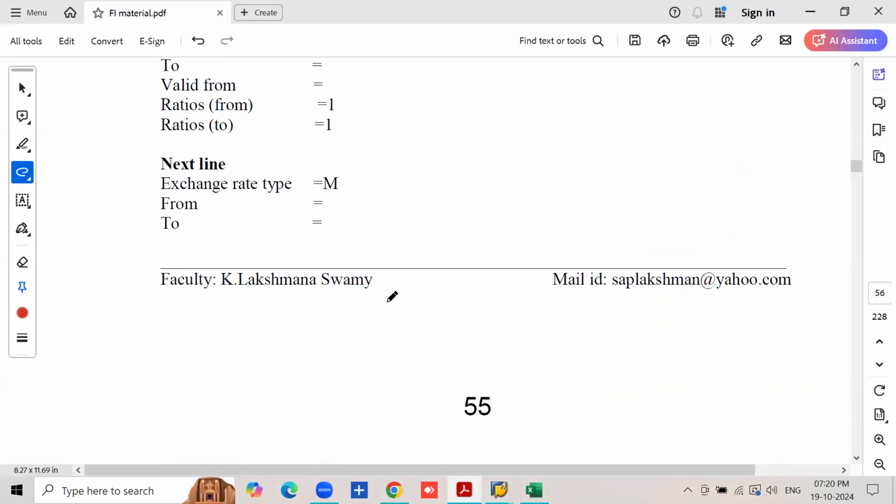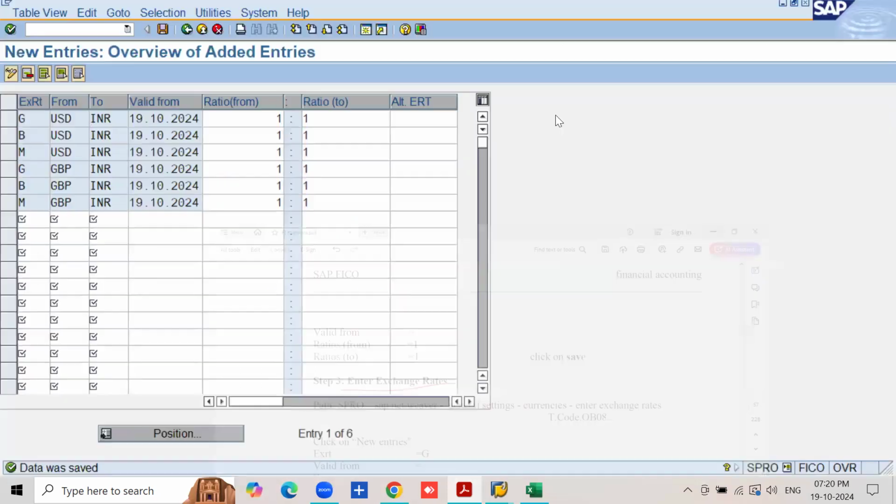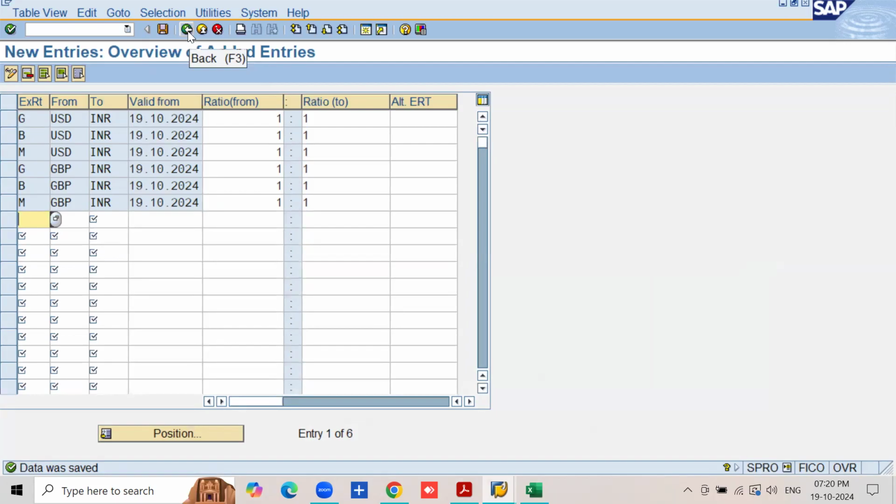Now, enter exchange rates. So this is end user activity. For the first time, at the time of implementation, the consultant will enter the exchange rates. But after that, every day the user has to enter the exchange rates. How they are entered, I will explain to you.